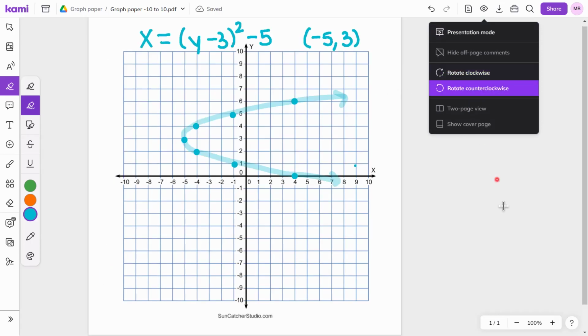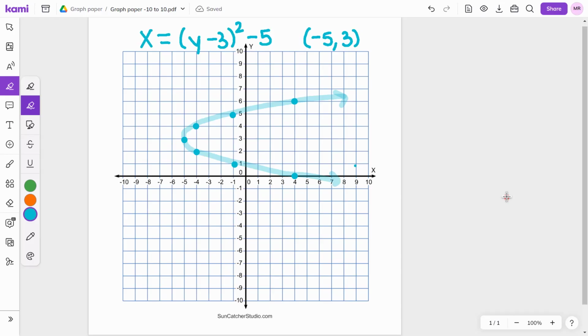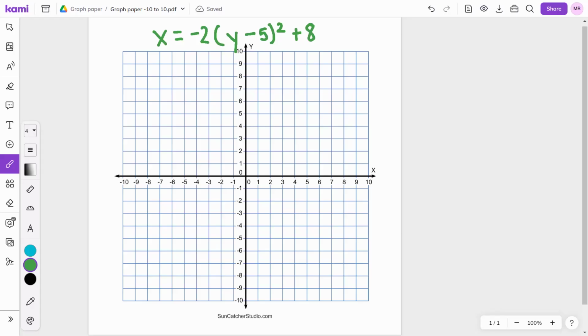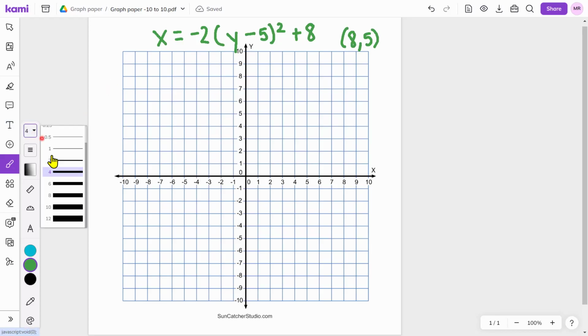Okay, so let's try one with a stretch. And how about we make it a negative stretch? So this one, let's try x is equal to -2 times the quantity y minus 5 squared plus 8. Now, if this is positive, it opens in the positive x direction. Since this is negative, it's going to open in the negative x or left direction. And our vertex is going to be 8, comma 5. So I'm going to go to 8, comma 5.